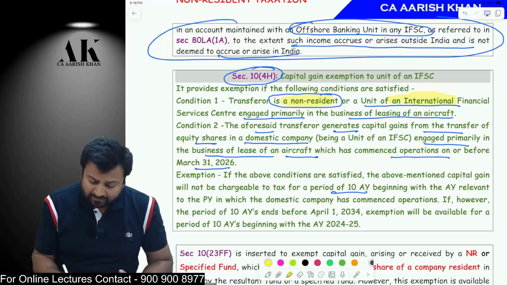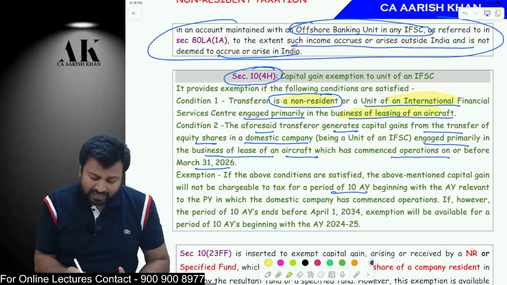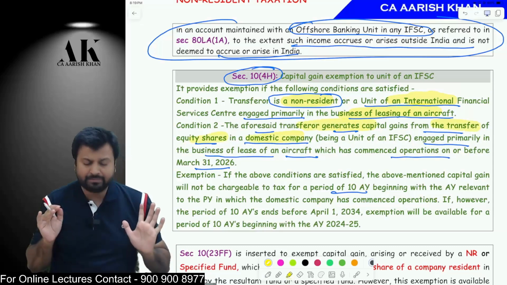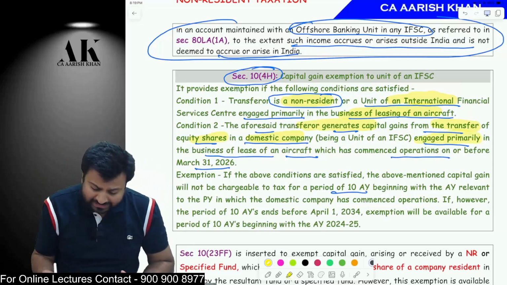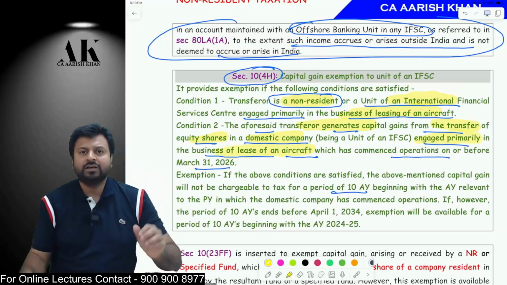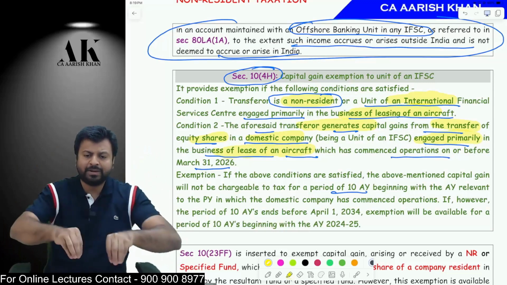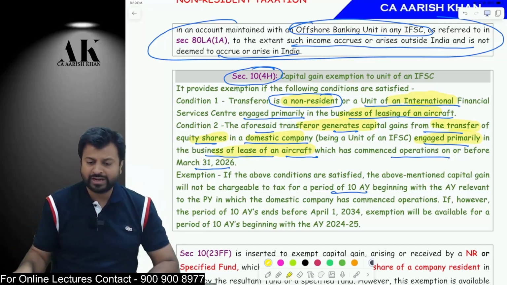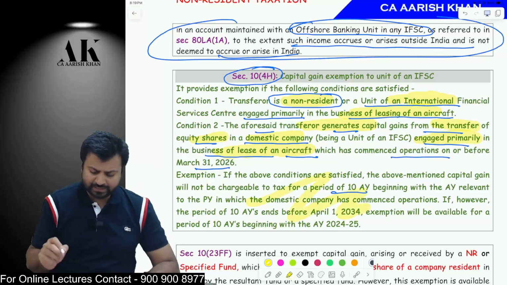What are we doing? We are engaged in the business of leasing of aircraft. Now, in this case, if I generate capital gains from transfer of equity shares of a domestic company, what kind of domestic company? Which is engaged again in the business of leasing of aircraft. So if I am selling the shares of a company which is engaged in the business of leasing of aircraft, my capital gains will be exempt for 10 years. Okay. For 10 years, I will not be liable for capital gains. This is what it has to say.